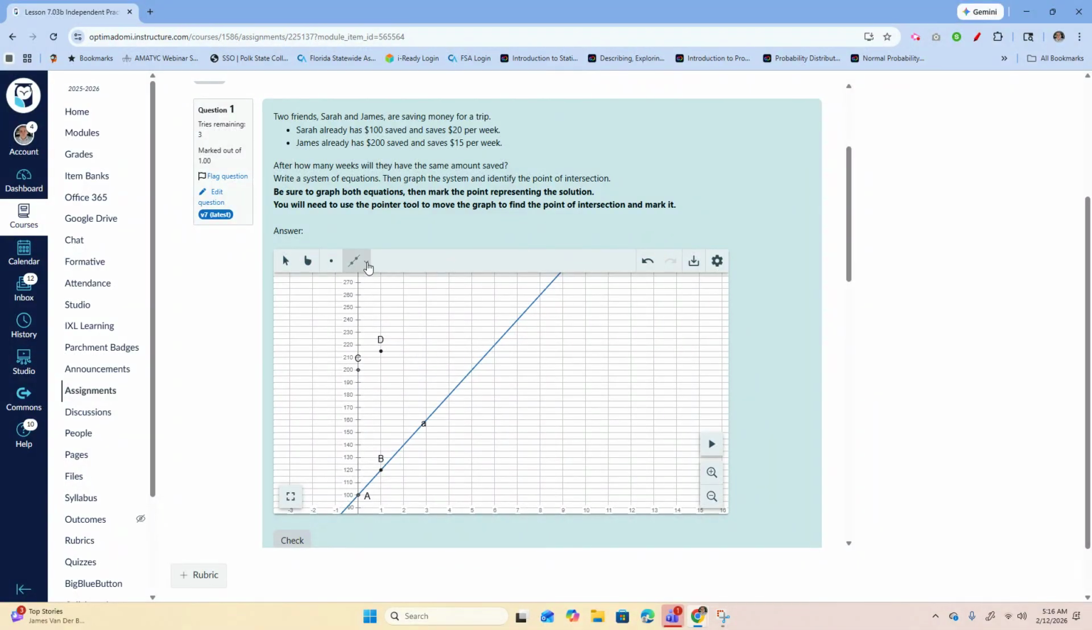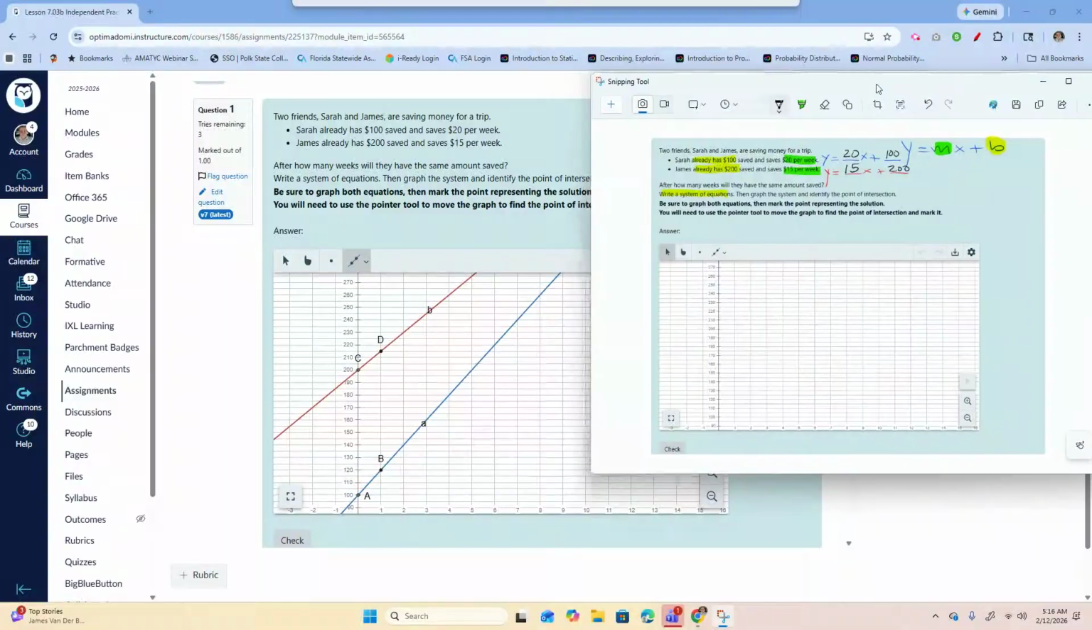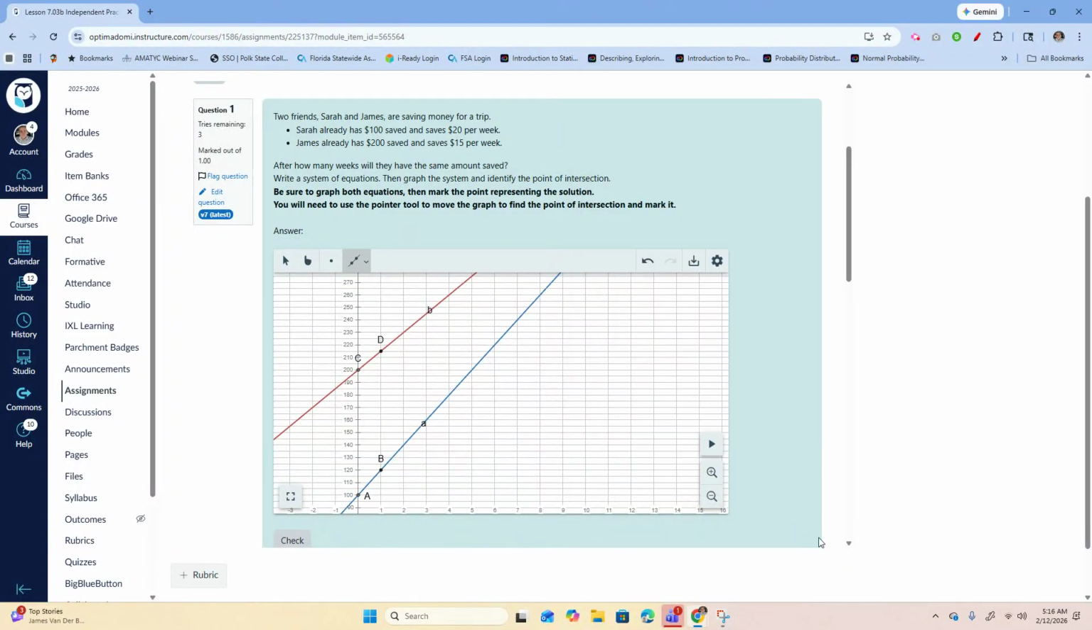Okay, oops, I didn't press that. Let me do it again. Right there. And you can see, here's the graph of James. So you can see the two lines match the two equations. Okay, now I want to find out, see it says here, be sure to graph both equations. And then it says here, mark the point of intersection.